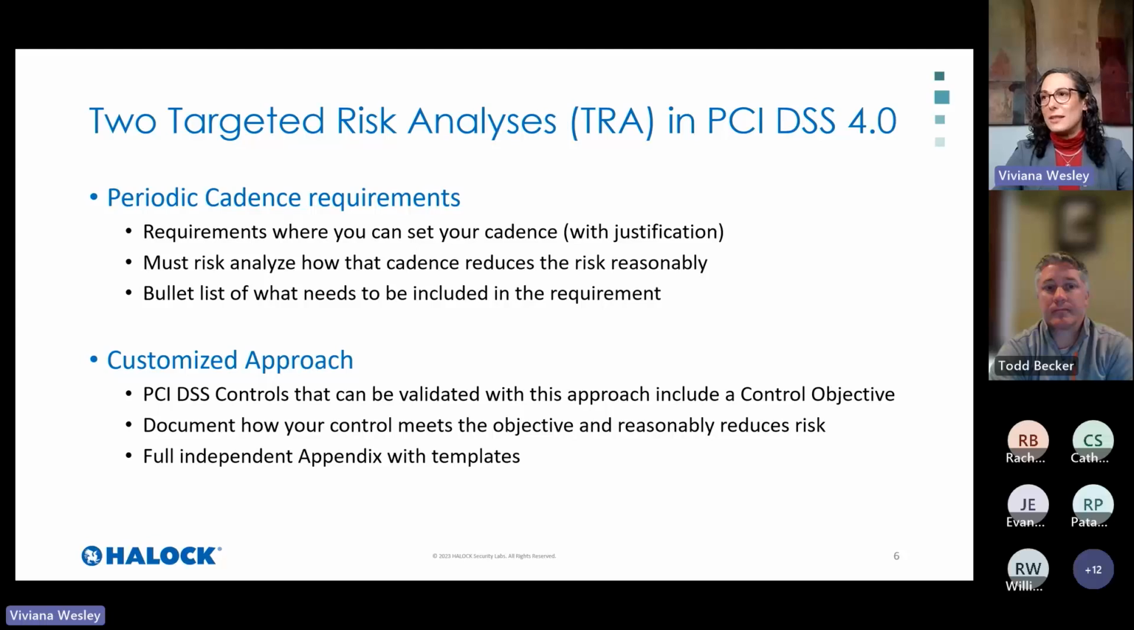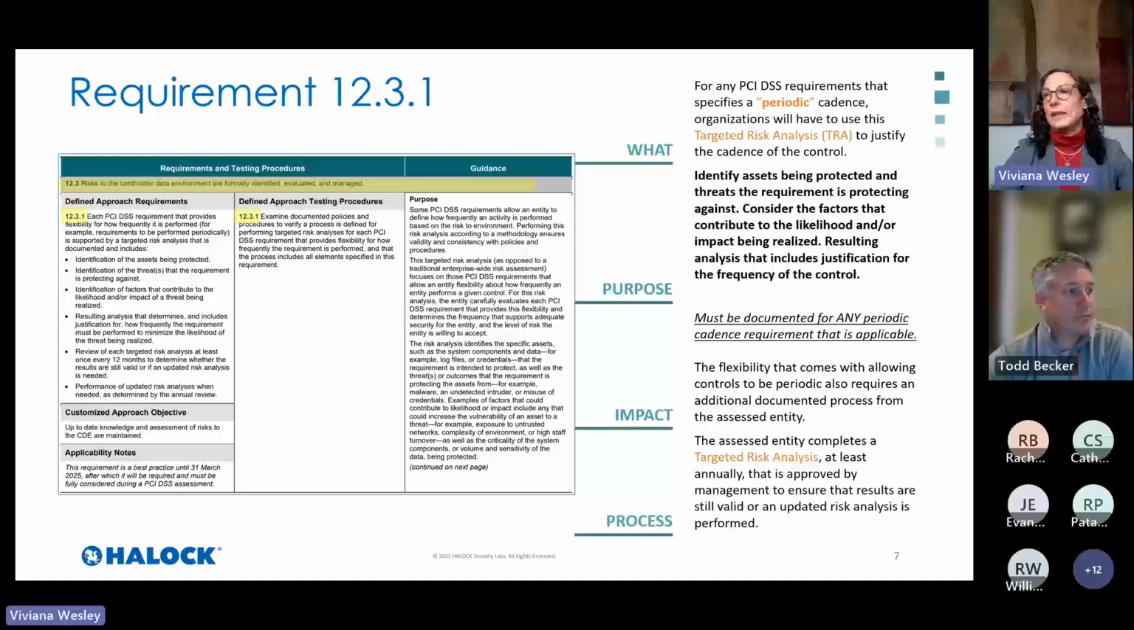There are two appendices that are actually dedicated to the customized approach targeted risk analysis in PCI DSS 4.0. The first, Appendix D, talks about why you would use the customized approach, what it is intended for, and how to use it. And Appendix E provides sample templates for a controls matrix and the customized approach targeted risk analysis. So we'll look at the difference of the details between both of those and talk about when you use which one. So let's start with the cadence requirement targeted risk analysis.